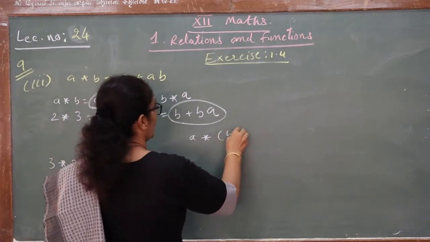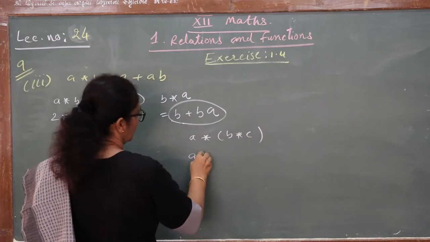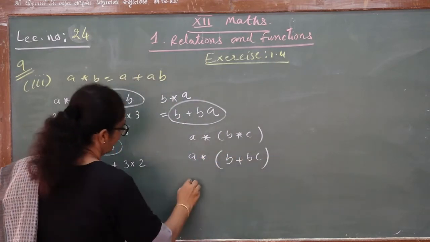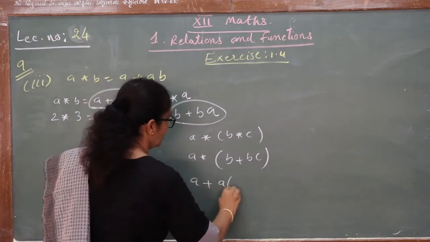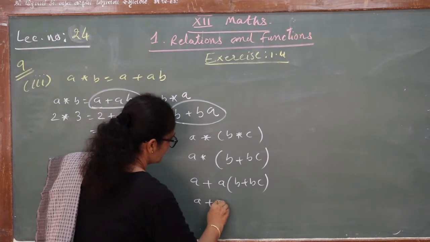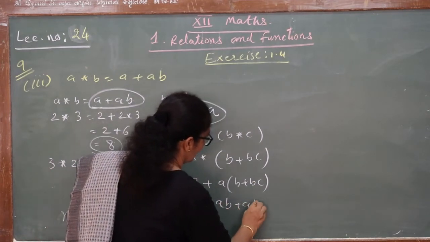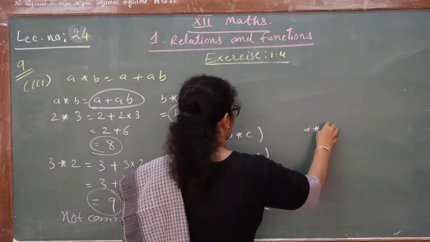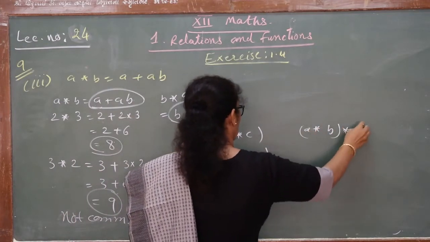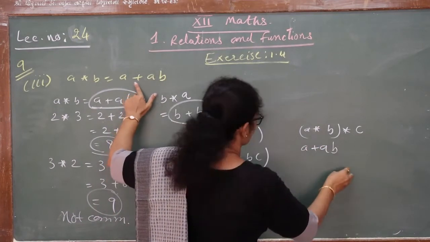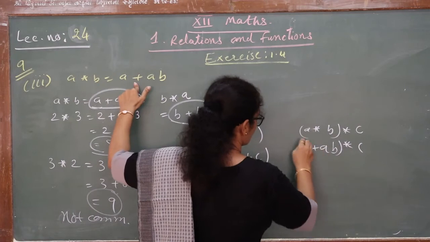Now let's come to the associative. A, B and C. So A asterisk (B asterisk C), B plus BC we can write. Now A plus A into (B plus BC), this way we can write. So A plus AB plus ABC, this is our result. Okay, let's come to the other side. (A asterisk B) asterisk C.